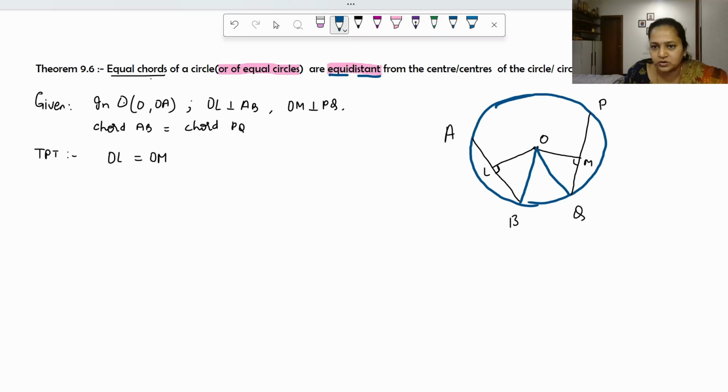See, from AB, when OL is perpendicular to AB, it will make two triangles, OLA or OLB. You can choose any one from here. OMQ, OMP, you choose any one from here. I've chosen these two, and I'm going to try to prove that they are congruent. If I directly start, children, let us mark in the figure what is equal. Angle 1 is equal to angle 2. Why so? Because each is 90. OB is equal to OQ, radii of the same circle.